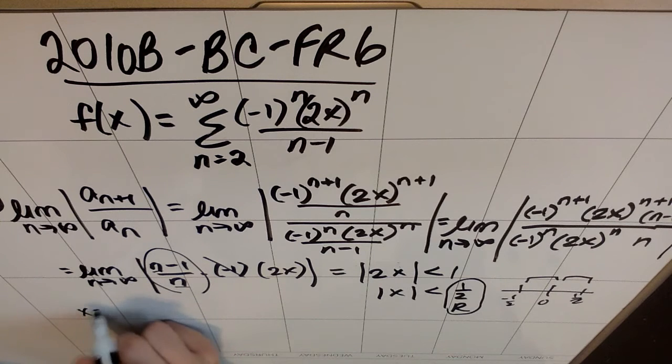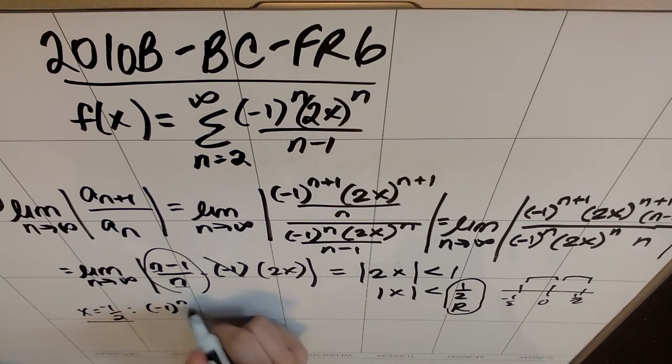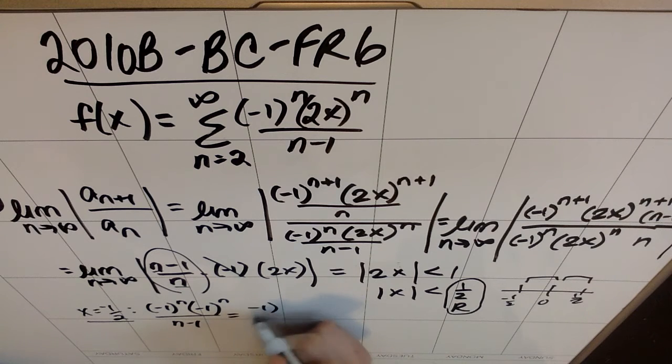So I'm going to go ahead and check what happens when I plug in x is negative 1/2. So if I look at this and plug in x is negative 1/2, I'm going to get a negative 1 to the n. The negative 1/2 times the 2 will be another negative 1 to the n, all over an n minus 1. Well, that ends up just being a negative 1 to the 2n, right?